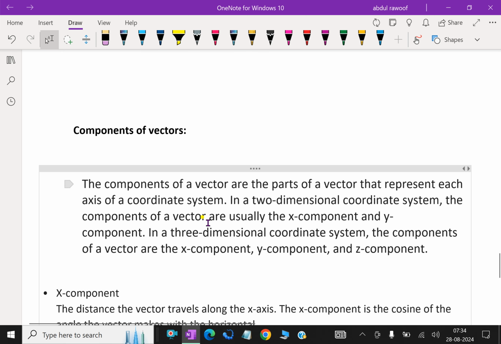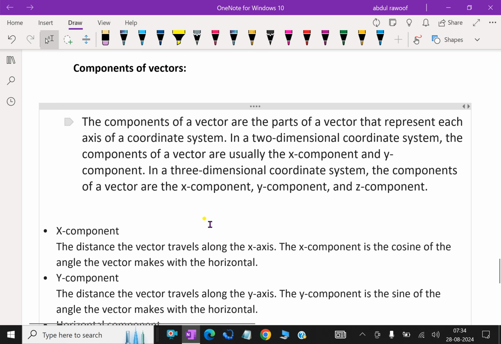Next one, what is the component of vectors? The components of a vector are the parts of the vector that represent each axis of the coordinate system. In a two-dimensional coordinate system, the components of a vector are usually the x component and the y component. That is, horizontal is the x component, and the y component is vertical. In a three-dimensional coordinate system, the components of vectors are the x component, y component, and z component.